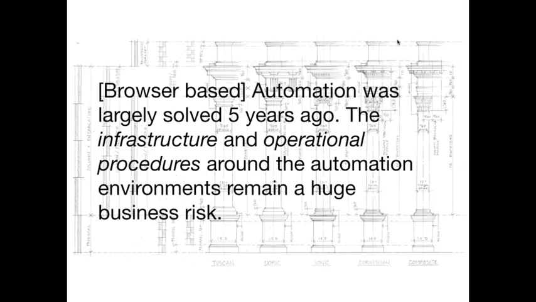The thing that isn't addressed yet, and is the hugest business risk, I believe, is the infrastructure and the procedures that we have in place around our automation environments. In my experience, both as an automator and as a consultant, our automation environments tend to be run by the teams that are automating, and are not subject to the same controls and rigor as the production environments are.